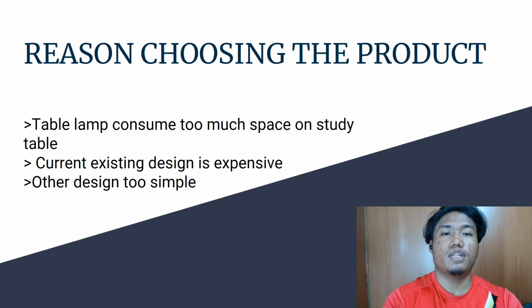For the reasons for choosing the product, first, the table lamp consumes too much space on the table. On the study table, there will be a laptop, book, phone holder, and stationery box. This consumes too much space for study. In order to minimize the space consumed, we need to redesign the table lamp so it will be more efficient.